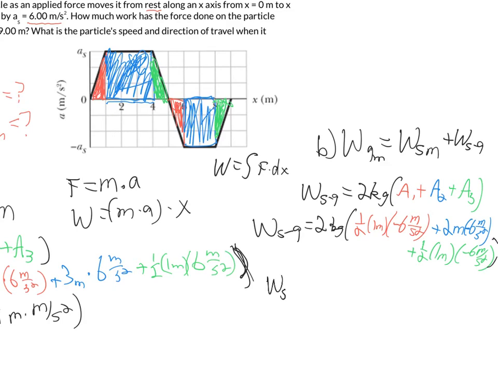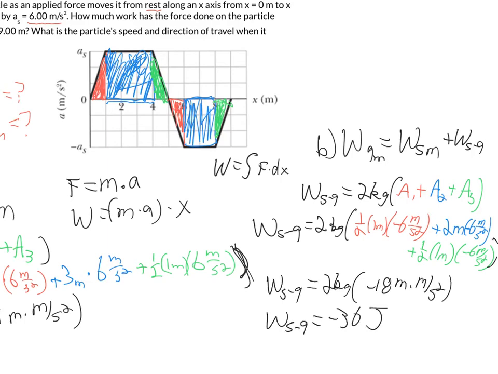So our work just between 5 and 9 is going to be equal to, so we have 2, and then let's just write it out, 2 kilograms multiplied by -3 meters times meters per second squared, -12, -3. So we're looking at a total of -18 meters times meters per second squared. And so if we calculate that out, multiplying by 2, it should become -36 joules is the work done.